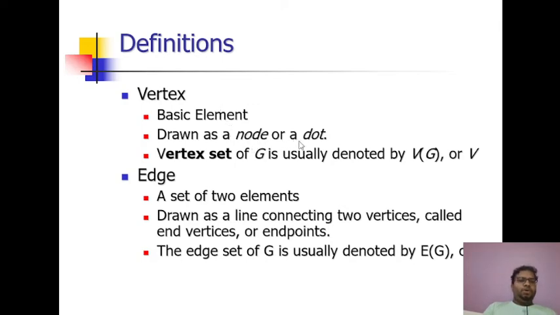Vertex is a node or a dot or a point, whatever you call it, and the vertex set is denoted as V of G, the vertices of graph G. What is an edge? The line connecting two nodes. So we can also call them end vertices, or end points. An edge has two end points. Okay, so an edge is denoted as E of G.